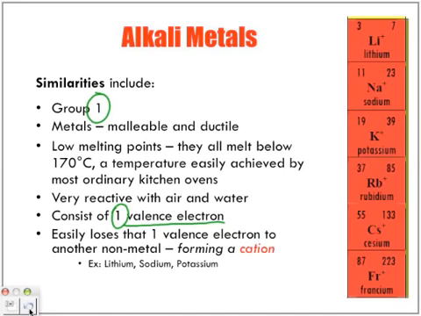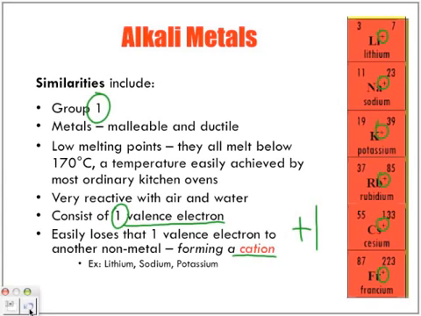They easily lose that one valence electron. Remember, if we lose electrons, we form cations, which contain a positive charge. So if we lose one electron, they will all have a +1 charge. And notice, they're all labeled with a plus, or +1.